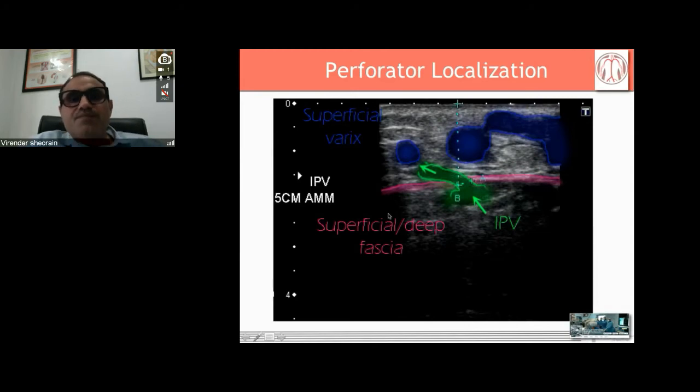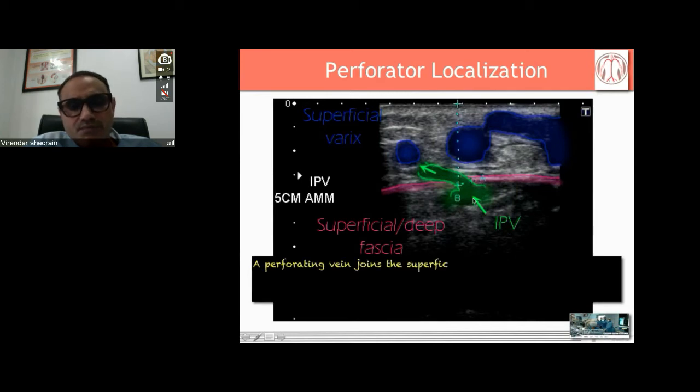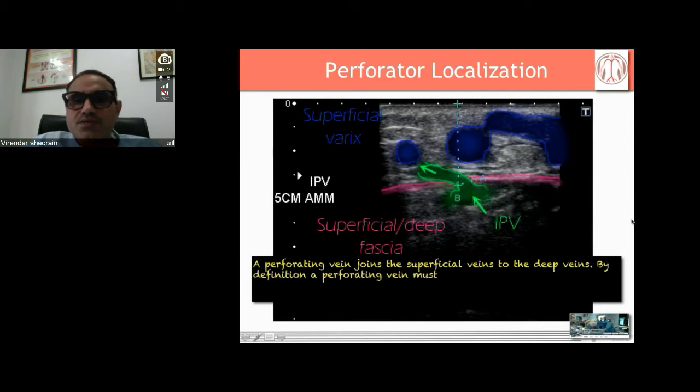So here you can see superficial, deep, fascia, and the green one is basically the perforator which is incompetent. The blue ones are the superficial system. So this is important to localize a perforator. You can mark it, or if you are a treating physician, then definitely the ultrasound is something which will guide you during the procedure. So a perforating vein joins the superficial veins to the deep veins. By definition, a perforating vein must breach the fascia between the superficial fat and the muscle fascia.